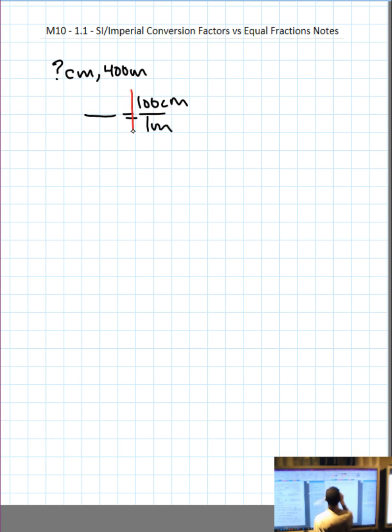I'm going to put a red box around that. That is what we call a conversion factor. We have a review sheet with all of the conversion factors on the same sheet. You might be given one. You might have to make your own. You might have to memorize some of them.